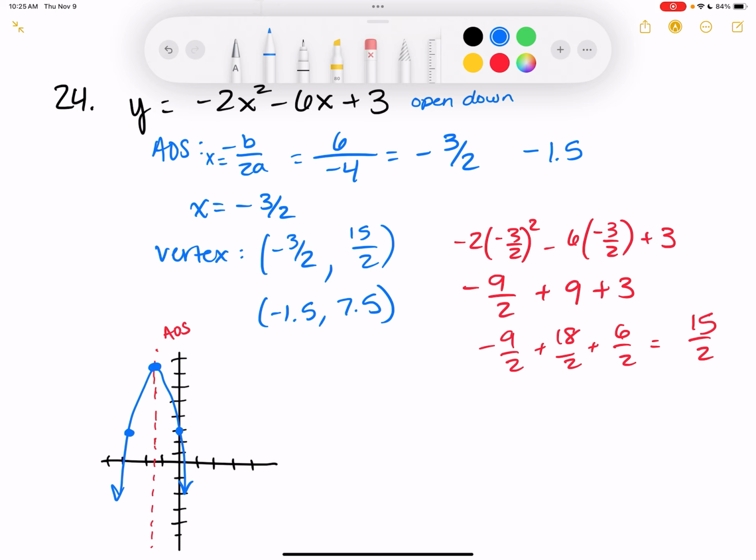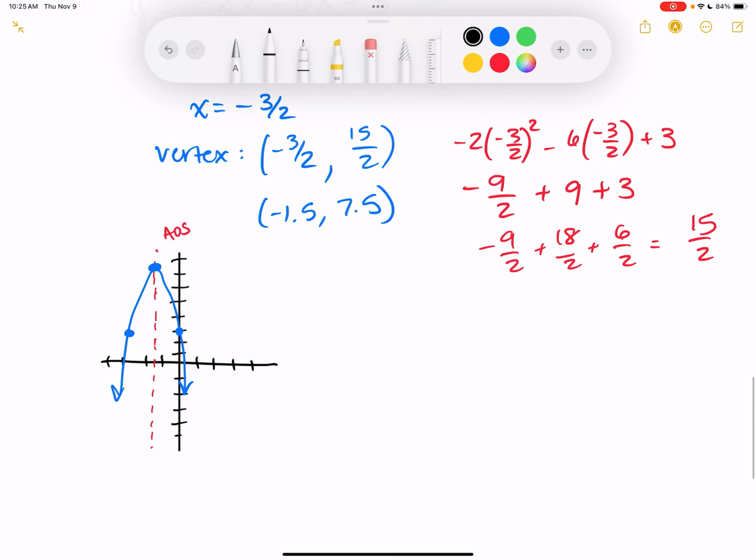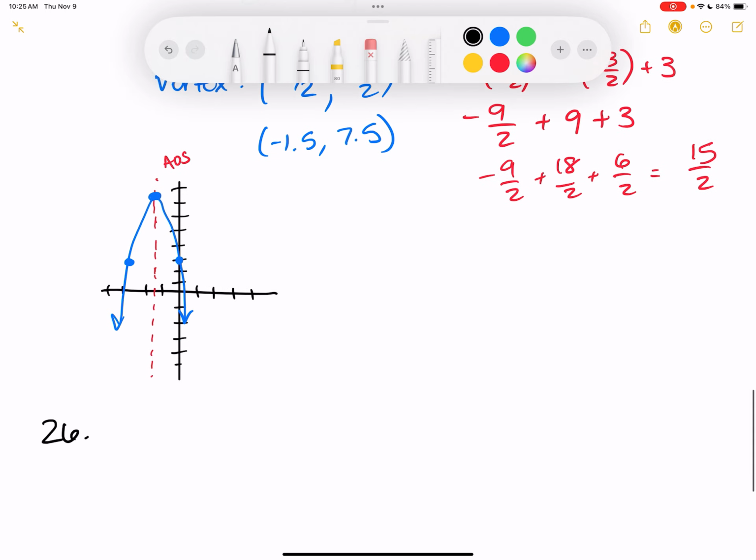All right, I want you to try this next one on your own to see where we're at, to see if we need to do more. If we're good, then we'll stop. Number 26: f of x is equal to -6x squared minus 4x minus 5. So again, this one is going to have fractions in it. I'm going to warn you.